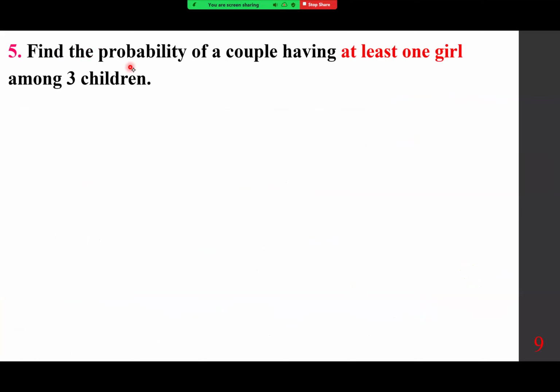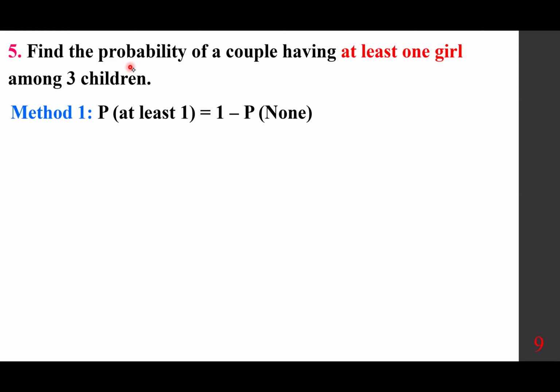Find the probability of a couple having at least one girl among 3 children. Generally speaking, we know that probability of G and B, girls and boys, is the same as 1/2. And we have this method, probability of at least one is 1 minus probability of none. Now, it so happened that it's the same 1/2 in both cases, but it's important not to mix them up if they are not the same, because in some cases, if the probability is not identical, you should know which one is which. And I'm going to explain that in a moment.